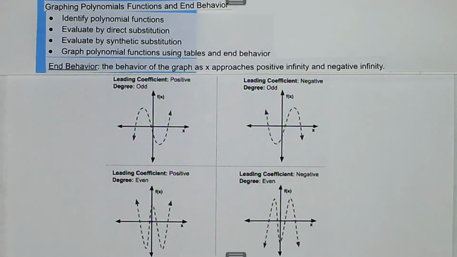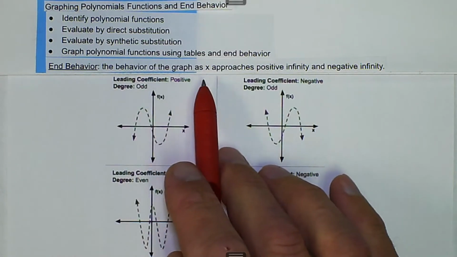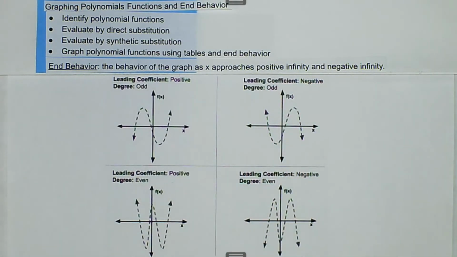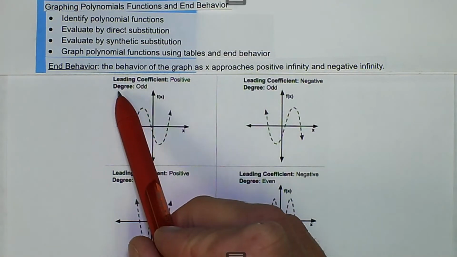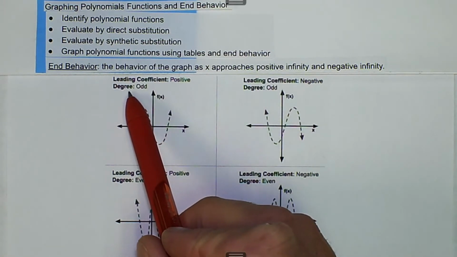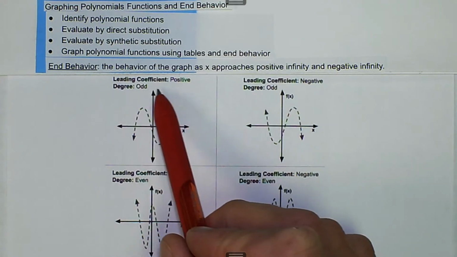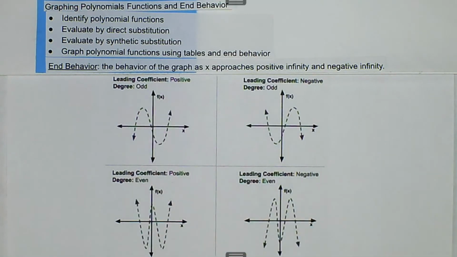We're talking about graphing polynomial functions and end behavior, and we want to graph polynomial functions using tables and end behavior. And so end behavior is the behavior of the graph as x approaches positive infinity and negative infinity. And so there's a few things that we have to pay attention to. We have to pay attention to the degree of the function. So the highest degree, is it odd or is it even? And we have to pay attention to the leading coefficient because that's going to dictate a lot for us.